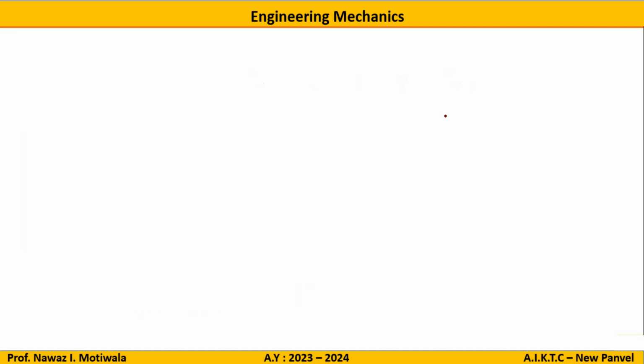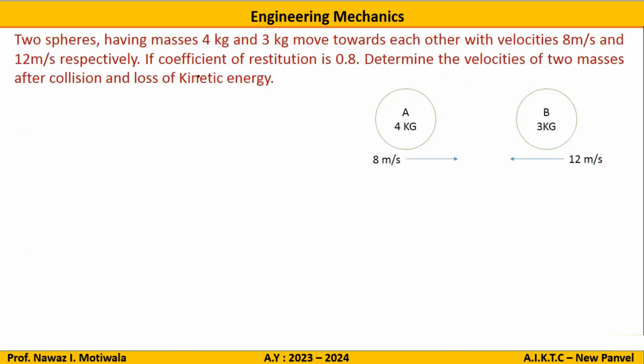The first problem is: two spheres having mass 4 kg and 3 kg move towards each other with velocities 8 meter per second and 12 meter per second respectively. If coefficient of restitution is 0.8, determine the velocities of two masses after collision and the loss of kinetic energy.